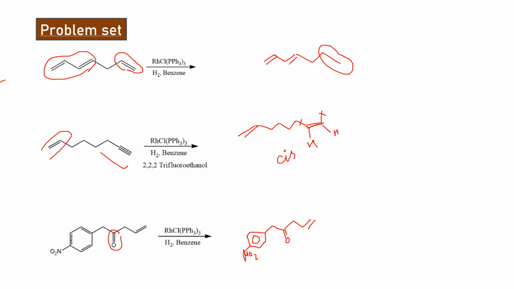Okay, I hope it's clear. So now whatever question comes from the Wilkinson catalyst, you will be able to solve that, because first Wilkinson catalyst will react with the less sterically hindered double bond, less conjugated double bond, electron rich double bond, and the other functional groups are unreactive towards this catalyst. Exocyclic double bond will react at a faster rate.